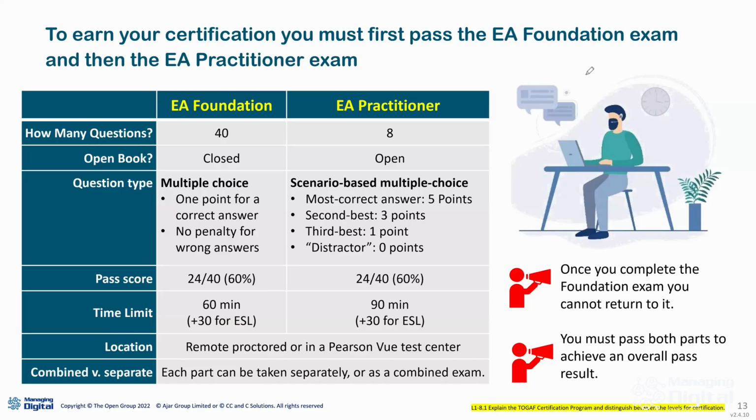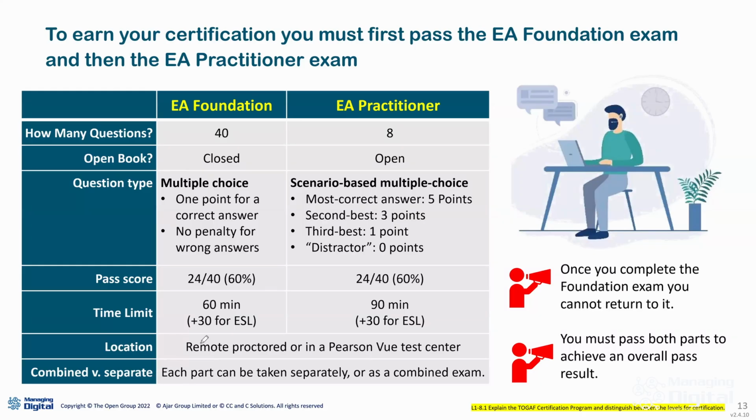What do you have to do to get this TOGAF certification? There are two exams, the foundation and the practitioner, and they're structured differently. The foundation exam has 40 questions. They are multiple choice. The scoring on that is very simple. One answer is correct. You get a point if you choose that one, otherwise nothing happens. You have to get 24 of the 40 questions to pass. If you live in a country where English is not an official language, you'll get an extra 30 minutes.